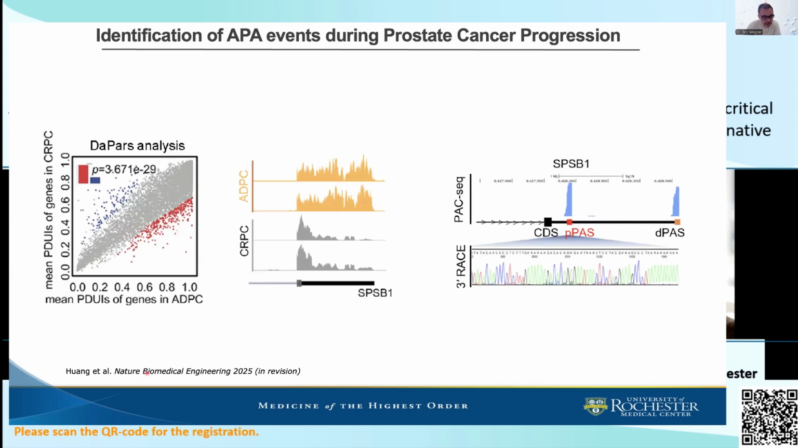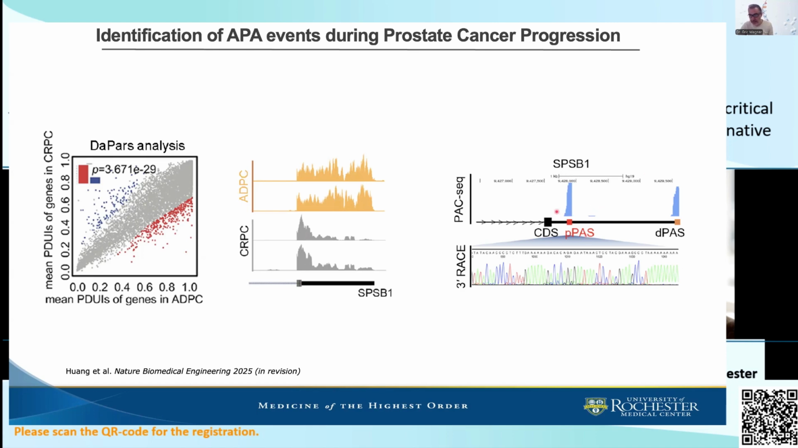And this manuscript is now in minor revision at Nature Biomedical Engineering. But we now switch gears to prostate cancer, where we've looked at RNA-seq data sets, combined with our DePars algorithm, to find that the top RNA that undergoes 3' UTR shortening in castration-resistant prostate cancer encodes a protein called SPSB1, which has been very undercharacterized in the literature.